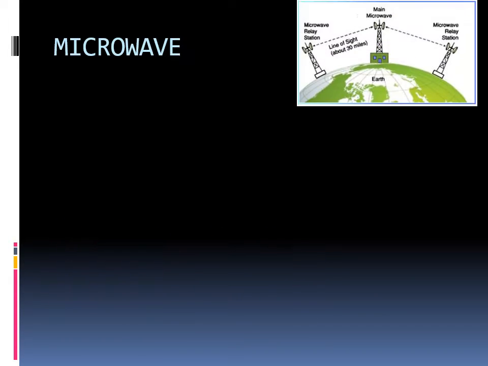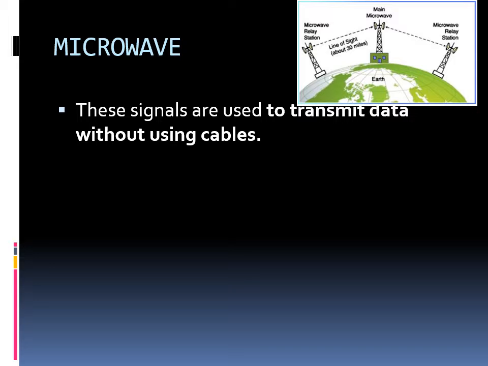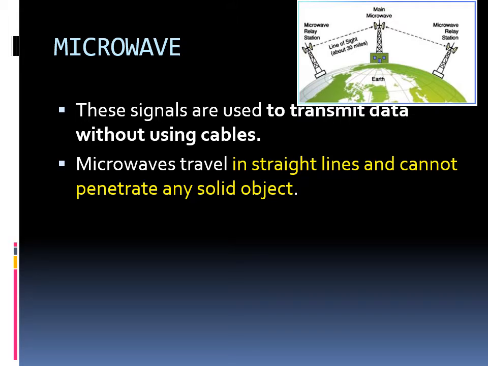In this video, we are going to see about unguided transmission media. The unguided transmission media we are going to see are microwave, radio wave, satellite, Bluetooth, and infrared waves. Microwaves transfer data using only straight line signals, and they cannot penetrate any solid objects. All unguided media does not use any cables.